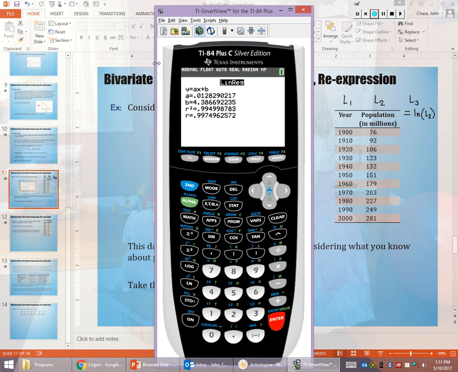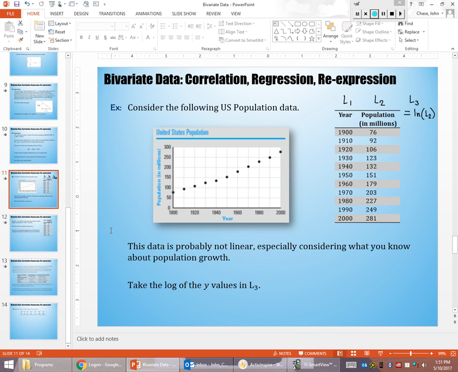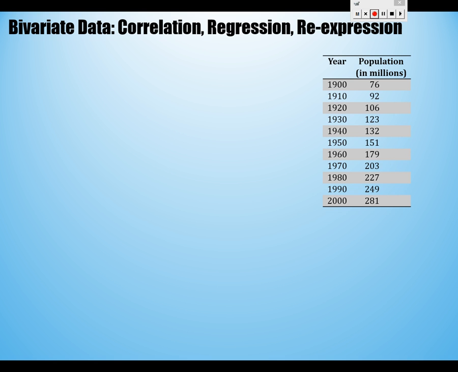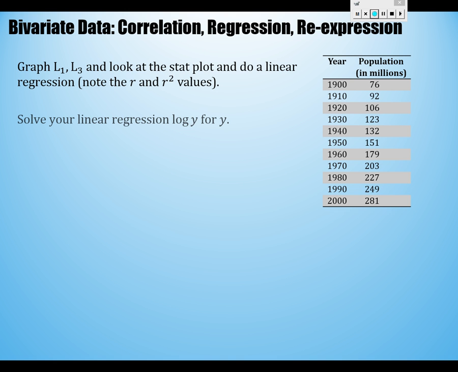All right, so let's now consider what it is we've just done. Because that was great. We got linear and we got a really high R squared value, but what did we actually just do? So let's actually now solve our regression for y, and this is where it matters whether you used log or ln. I did ln y, and so when I look at my regression equation on the calculator, I need to remember that it's not a regression of y on x, it's a regression of ln y on x.